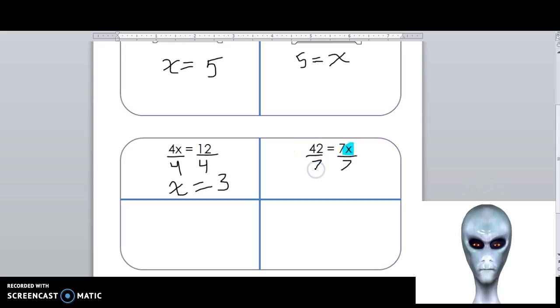So I'm going to divide both sides by 7. And you can use your calculator in order to do this computation. 42 divided by 7 is 6. So x is equal to 6. I want you to leave both of these blank. We're going to revisit this in class.